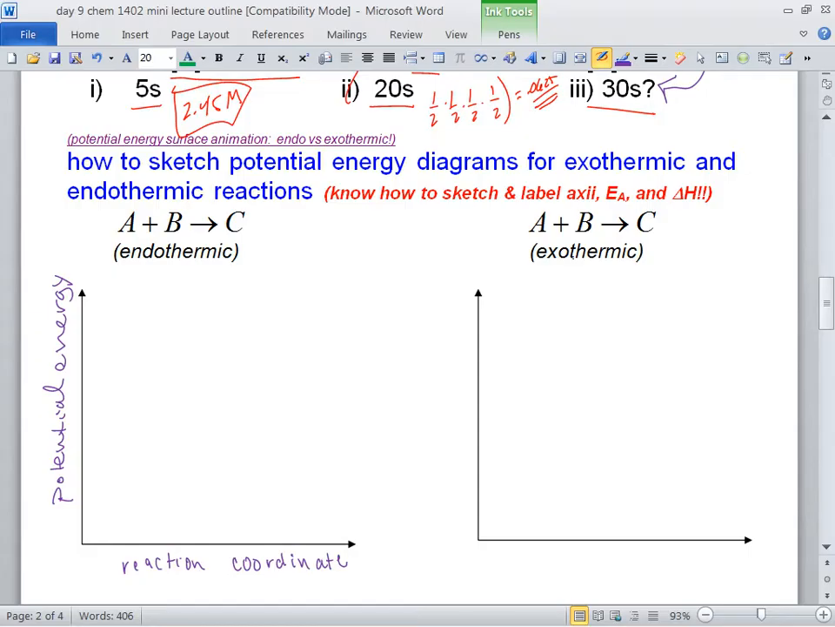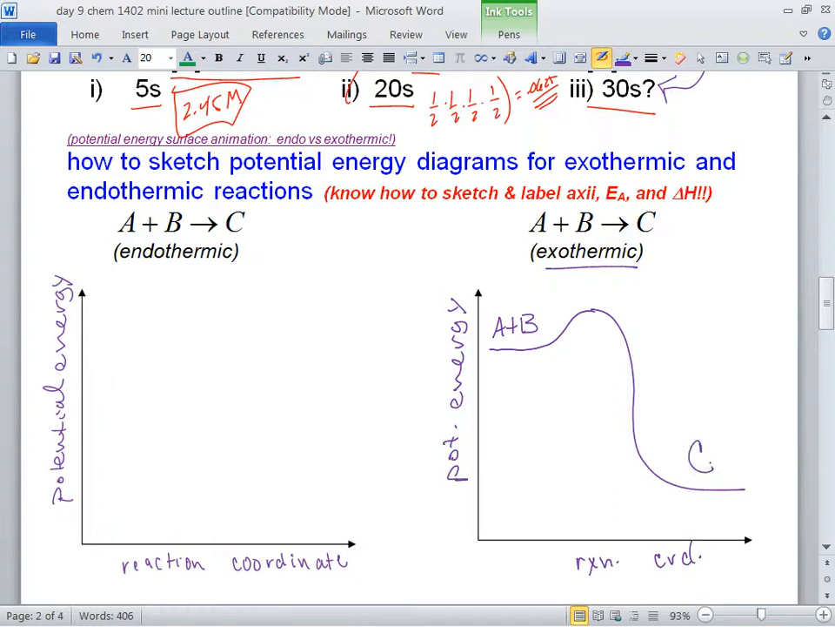Right? So exothermic is over here. So potential energy, and they're going to want you to draw this stuff. So this is what we do then. So you draw something up here. You have to have a little hump. Go down there. They want A plus B written over here, because that's my reactant. And then, Andrea, what do I write here as my product? Big C. Okay.